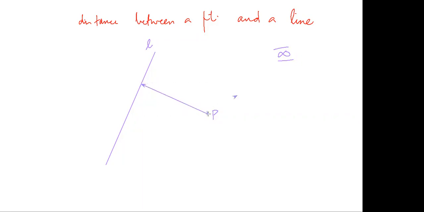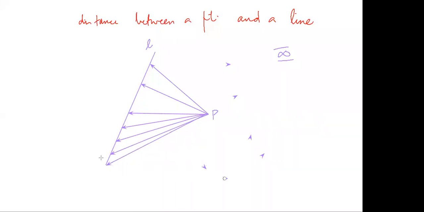From point P, this is also a distance. This is also a distance. And you see all these distances are different in length. And here you keep going. The line is extending till infinity. There is no end point. So distances will also extend. Hence I said between a point and a line, the total number of distances is actually infinity.